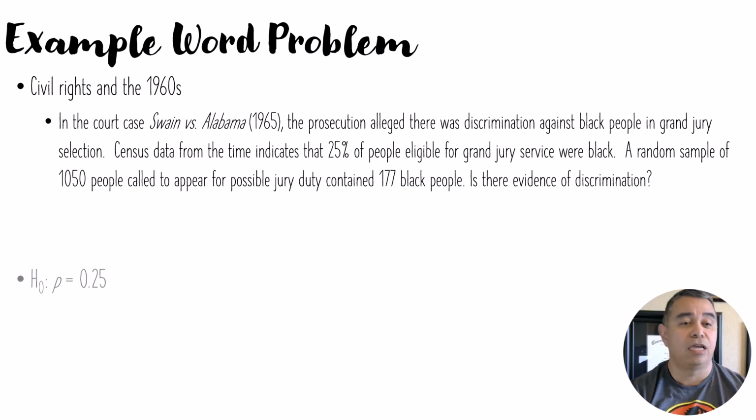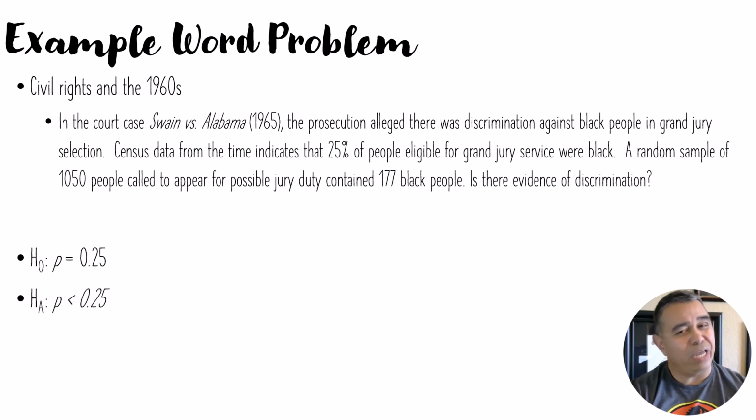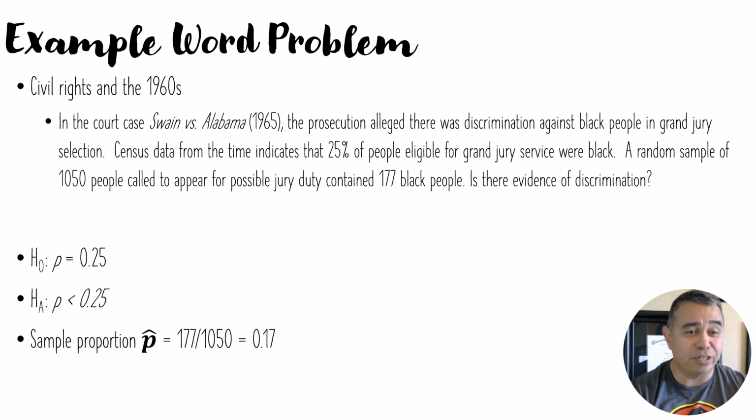In this case, what we do in stats is we come up with a null hypothesis. We assume the status quo should be that 25% of the people eligible for grand jury service who are black should be picked. And then you have H_A, the alternative, where we think something's happening: there's some discrimination, and that it's actually less than 25% of people who served on the grand jury that were African American. Well, we know that our sample results, in this case 177 out of 1,050, is 0.17.